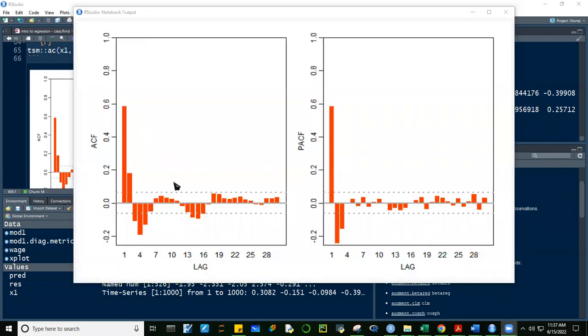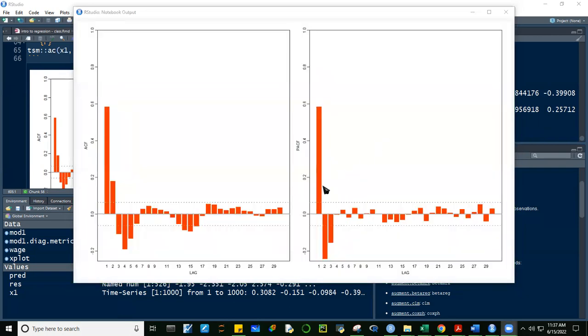Ito tingnan niyo guys. We can see here that in the PACF, that's a candidate for an AR process. Significant spike at lag 1, lag 2, and even at lag 3. And then wala na. Si ACF naman guys, significant spike at lag 1, lag 2. Tapos meron pa dito 3, 4, 5.